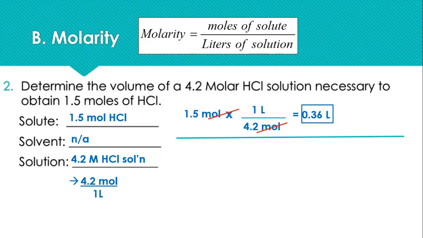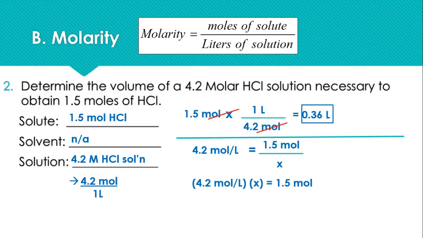If using a conversion factor gets a little confusing for you, you can always go back to using the equation. Molarity is moles of solute per liter of solution. So what I'd do is take the molarity is equal to the moles of solute, 1.5 moles, over X, the liters of solution that I'm trying to figure out. I would cross multiply. Okay, and I need to keep all those units with me.